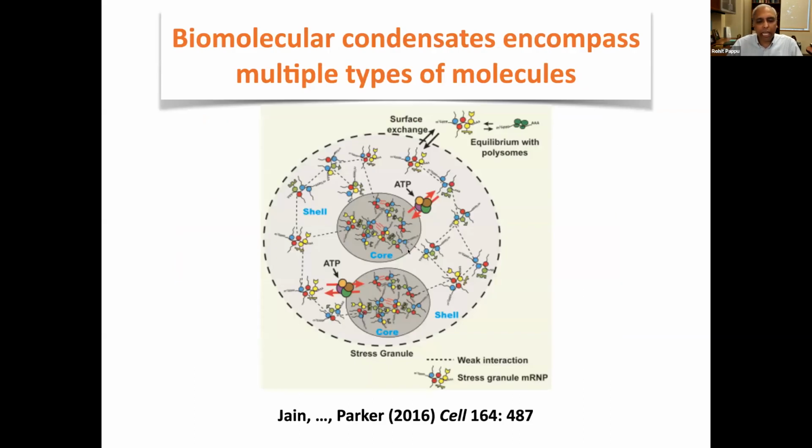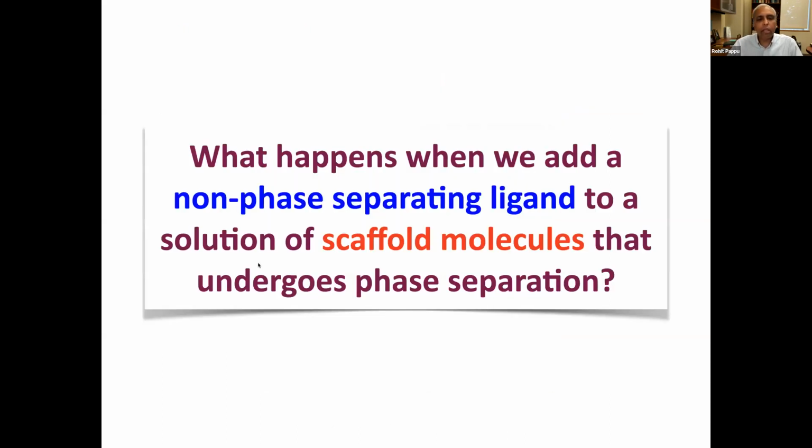But what I will do next is switch to the topic of essentially the elephant in the room, which is that, up until this point, I've shown you essentially one and two component systems, but what we've ignored is the fact that condensates typically encompass hundreds of distinct types of molecules. This has led to the classification of molecules as scaffolds versus clients, and all kinds of interesting architectures like core shell architectures.